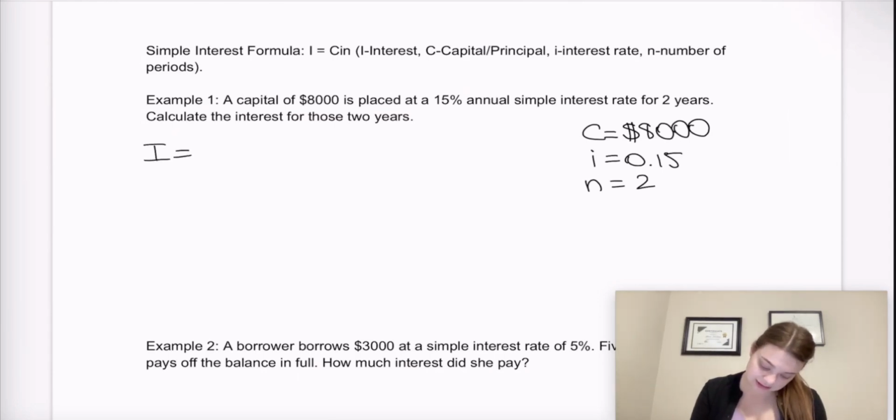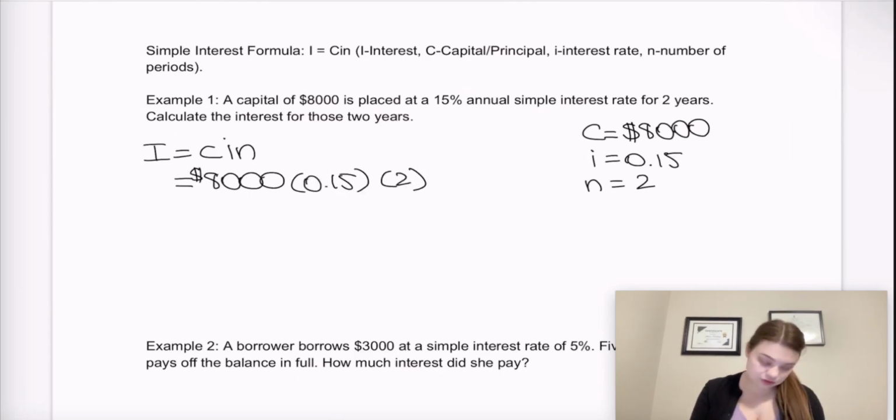Well, we know that interest is equal to CIN. So, therefore, that's going to be $8,000 times 0.15 times 2. And if I multiply that out in a calculator here, I'm going to end up with, let's see, 8,000 times 0.15 times 2 is equal to $2,400, which is a lot of money, but also 15% is a pretty high interest rate, that's for sure. All right, let's try the next one.